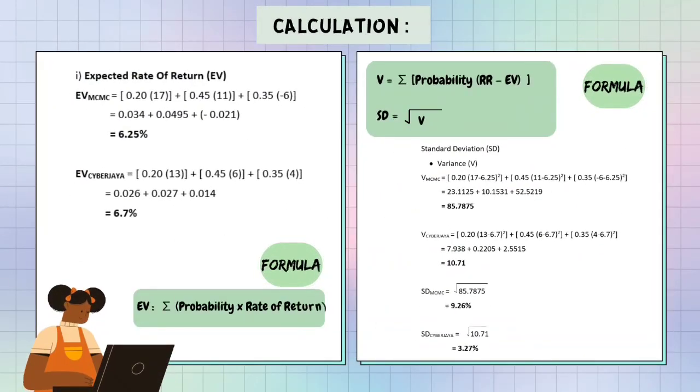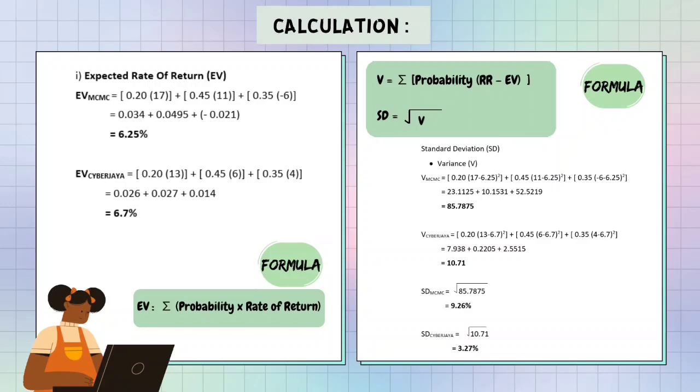For the calculation, first we need to find the expected rate of return for both projects. The formula for expected rate of return, or EV, is the sum of probability times rate of return, which is the probability 0.20 times the rate of return for project MCMC, 17%. Make sure to put the bracket, then plus the next probability, which is 0.45 times 11%, plus 0.35 times negative 6%. After that, calculate it all, then we get the answer. Do the same thing for project Cyberjaya. The expected rate of return for project MCMC is 6.25%, while for project Cyberjaya it is 6.7%.